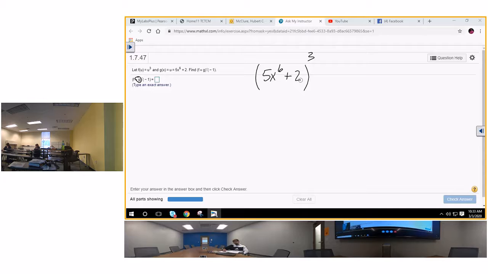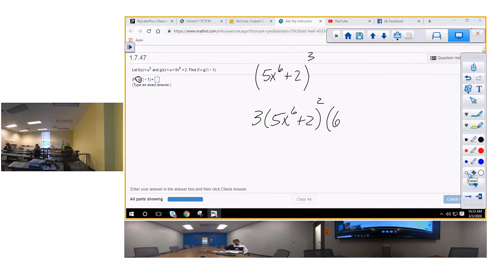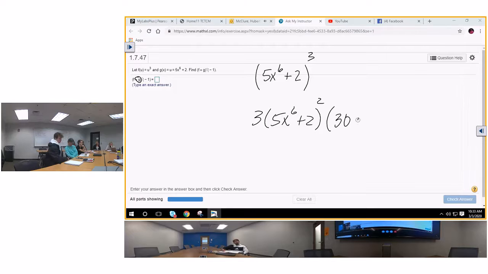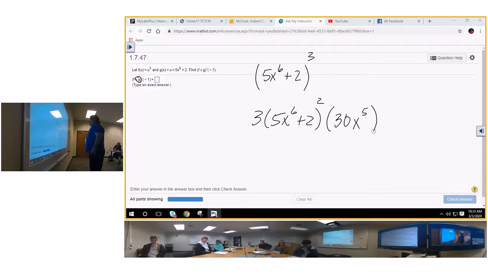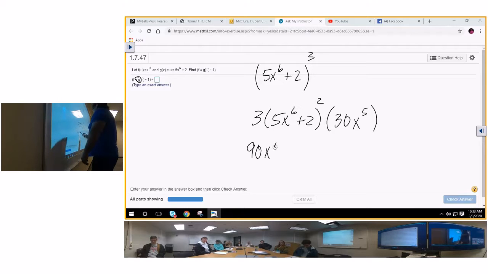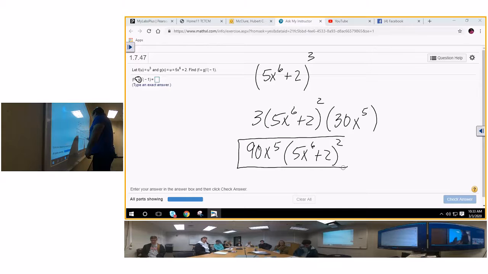Using the chain rule, 3 times 5x to the 6th plus 2 to the second power times 6 times 5, 30x to the 5th. And 30x to the 5th times 3 is 90x to the 5th times 5x to the 6th plus 2 quantity squared. Now what are we going to do with that?